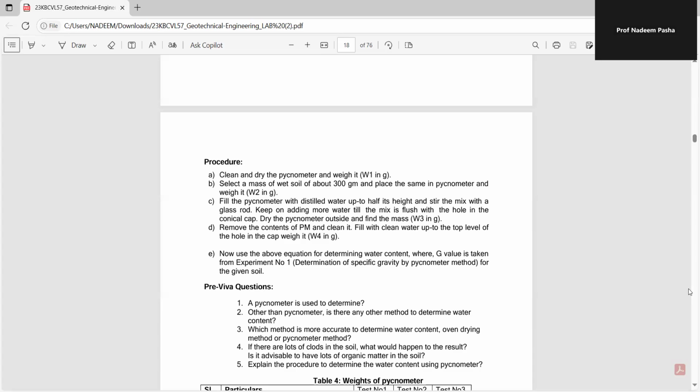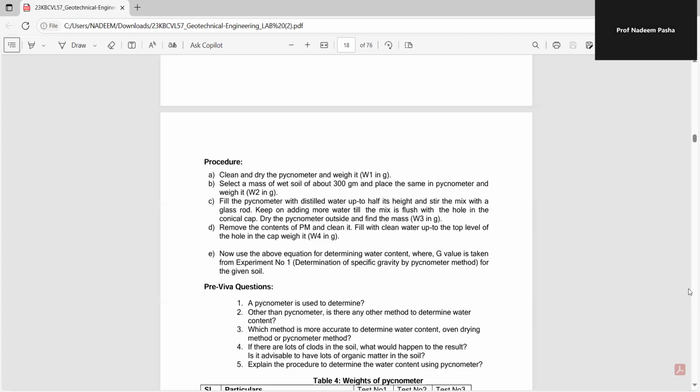Which method is more accurate to determine water content? Oven drying method or pycnometer? So, the oven drying method is more accurate, I say. If there are lots of clods in the soil, what will happen to the result? We will get inaccurate results. Is it advisable to have lots of organic material? No. Explain the procedure to determine water content using a pycnometer.